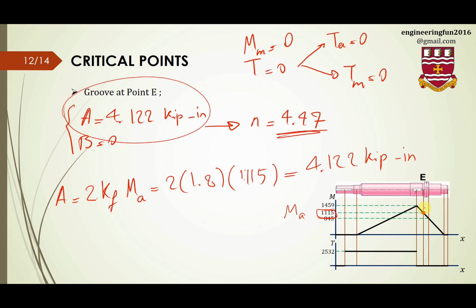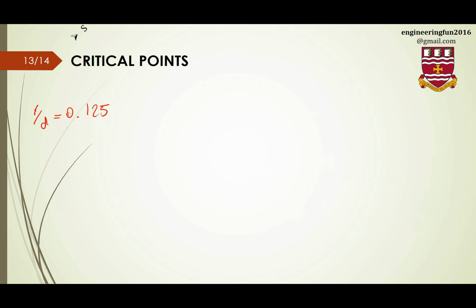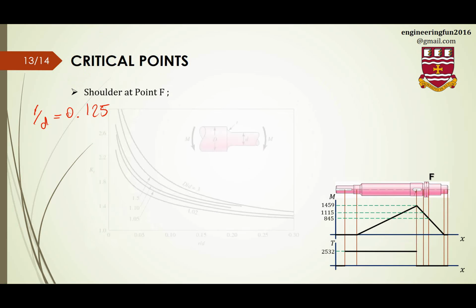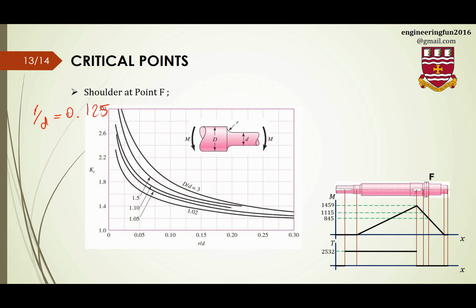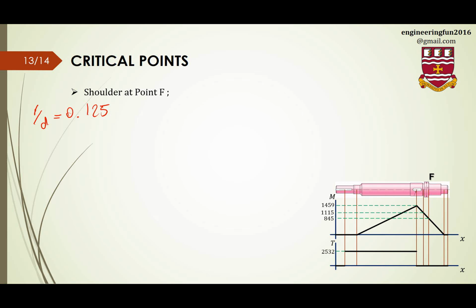Okay, that was obvious because we were at point E, so we had to use the corresponding moment value for the moment at that point. Okay, for point F, R over D is 0.125 over 1.40, so that will be 0.089, and D over D will be 2 over 1.40, so that will be 1.43.